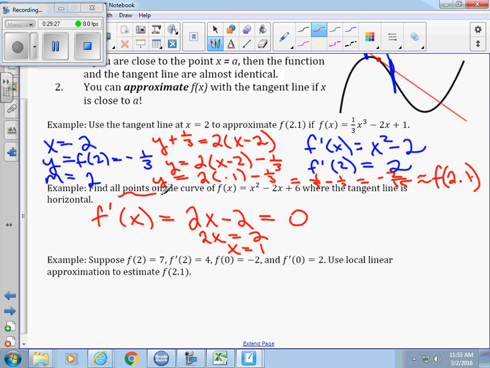All the points, right? There's only one point, but have I found the point yet? No. What does a point consist of? An x and a y. So 1, plug in the 1. 1 minus 2 is negative 1, plus 6 is 5. It is the minimum. So we successfully just found the minimum without a calculator, which is kind of a cool thing that we can do.